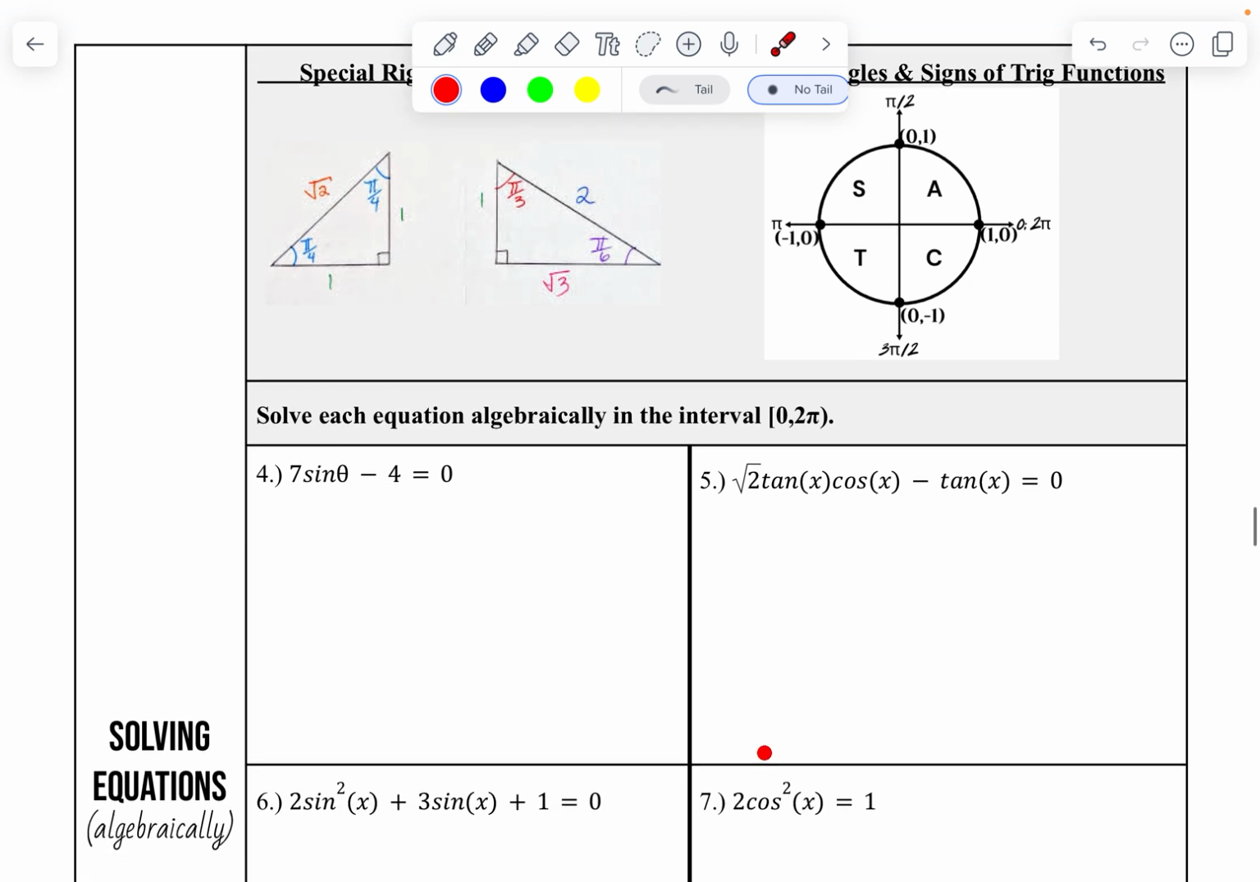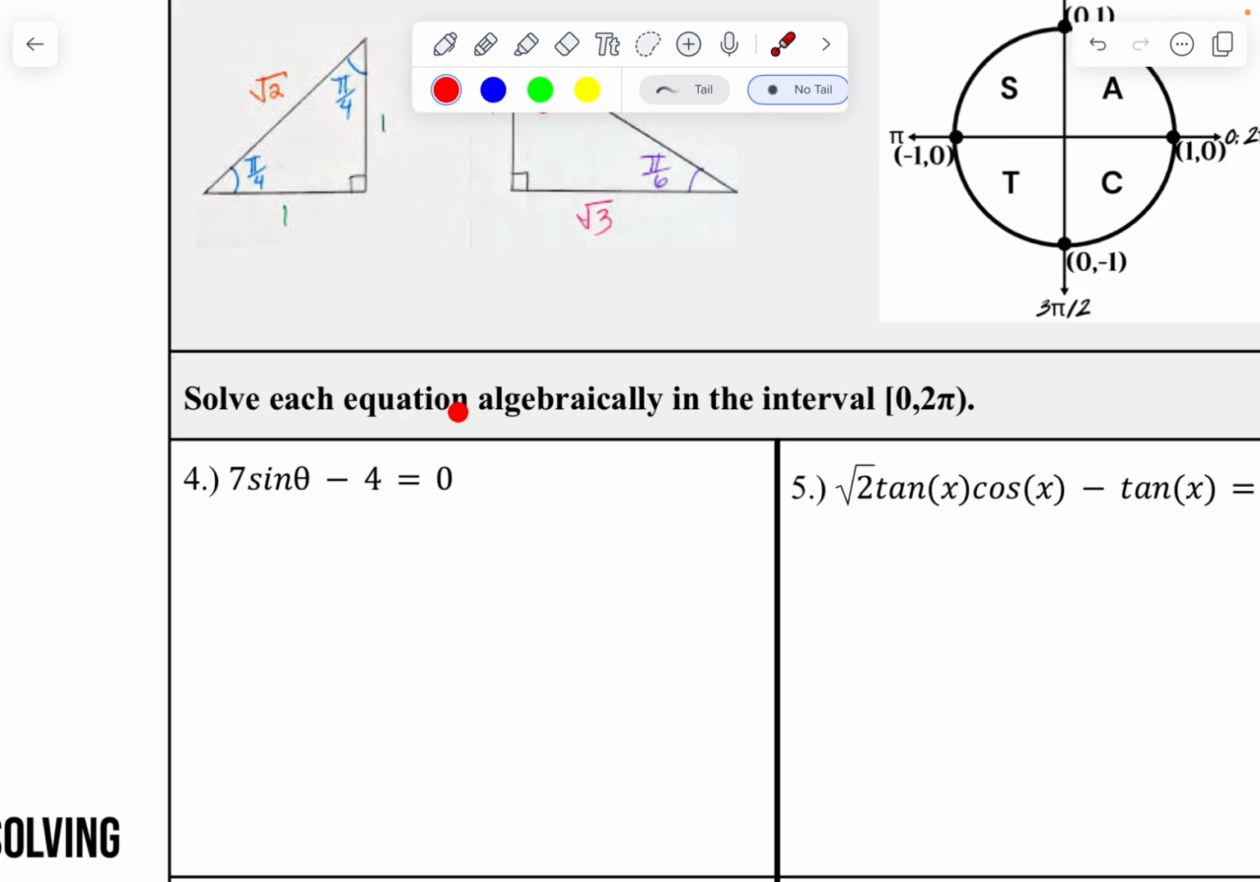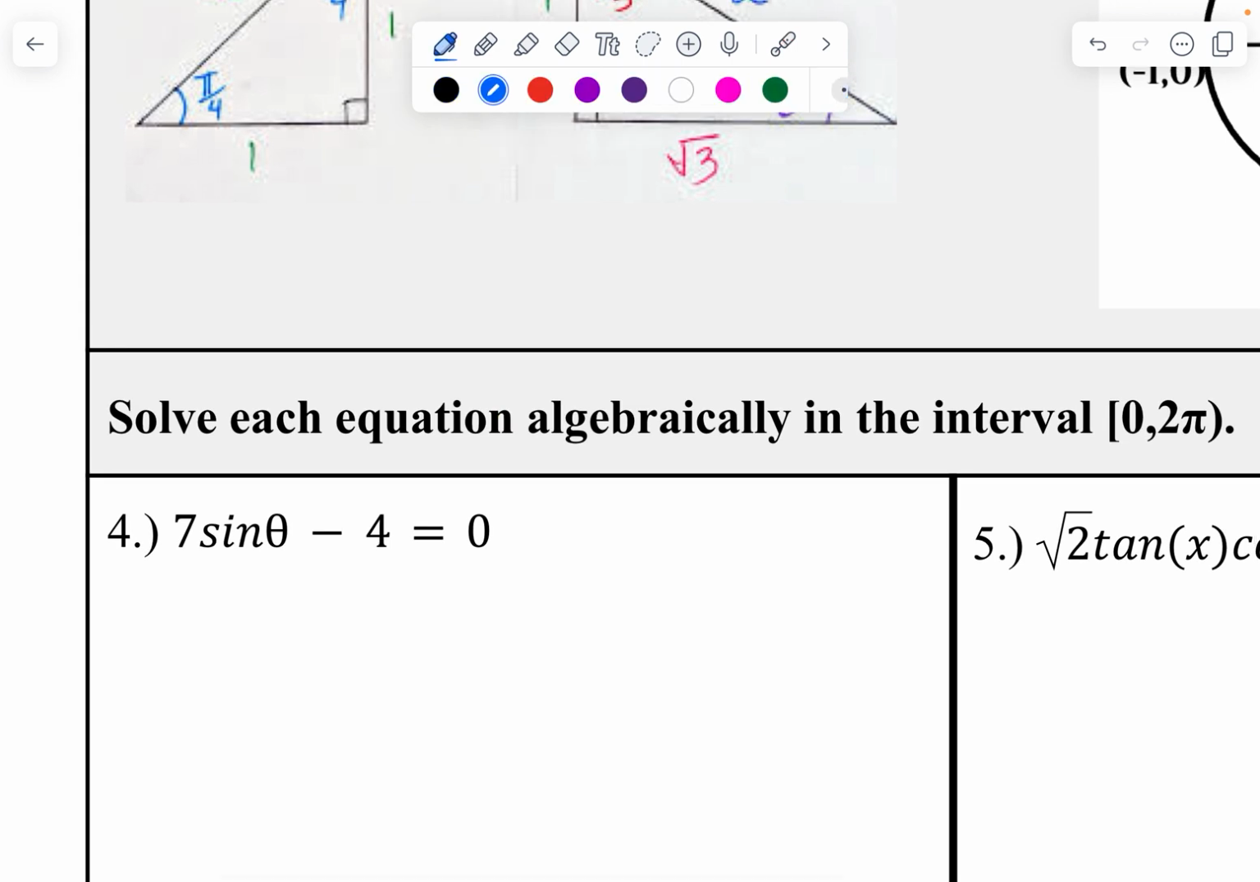All right, so number 4, we're going to get the sine by itself and use the inverse sine to solve for the angle measure. So I will add the 4 to the other side and then divide by 7.